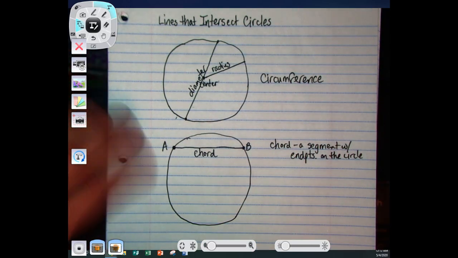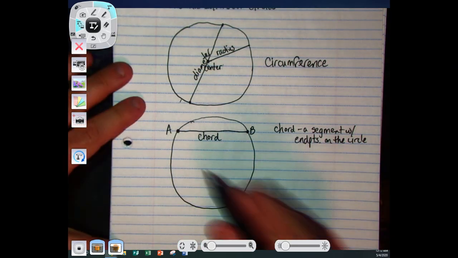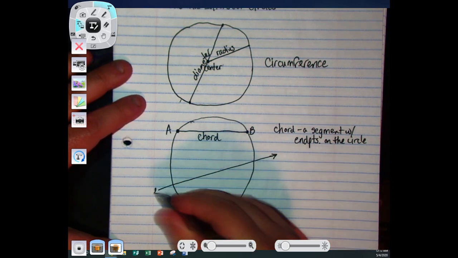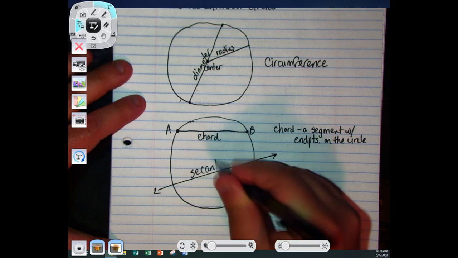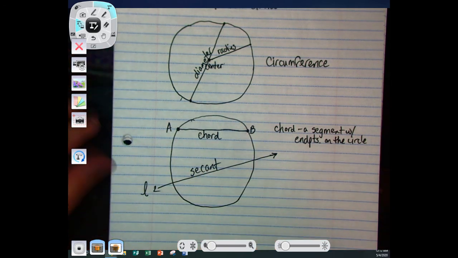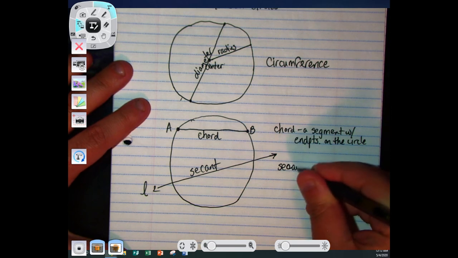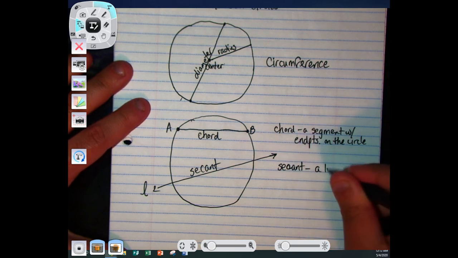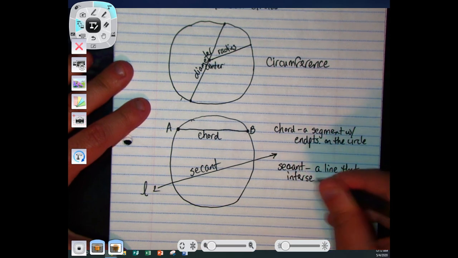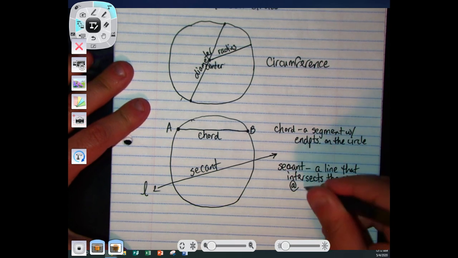Now, with that said, the next type of line that we run into is what's called a secant. So a secant, we'll call this line L, is a line that intersects the circle at 2 points. So again, a secant is a line that intersects the circle at 2 points.